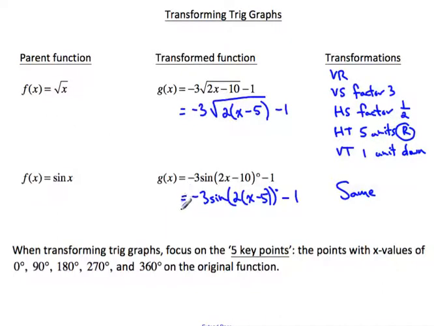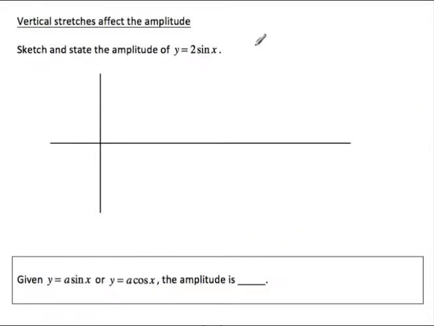So we can see that we can apply transformations to trigonometric functions in much the same way as to all the other functions we've studied. We're going to find that when transforming trigonometric graphs, it's easiest to focus on what we'll call the 5 key points, the points that have x values of 0, 90, 180, 270, and 360 degrees on the original function, and take those through the transformations. It'll be helpful for providing us with a kind of anchor to look at how the function is going to look under the transformations. Let's look at some examples starting with vertical stretches.